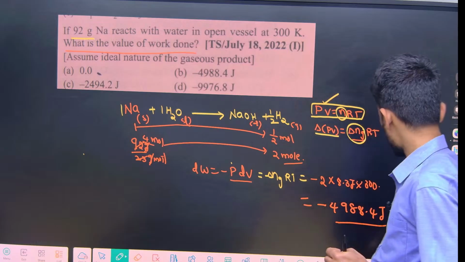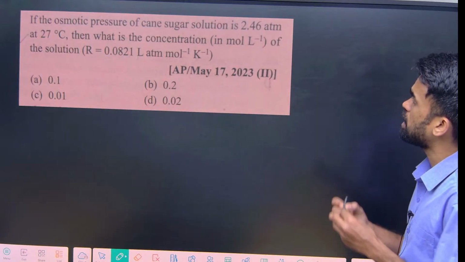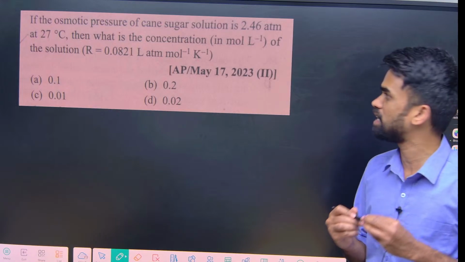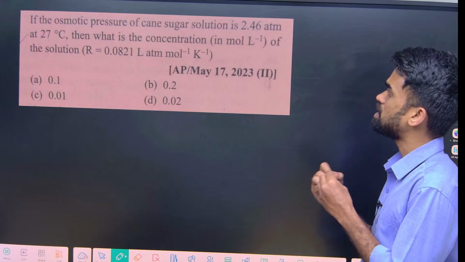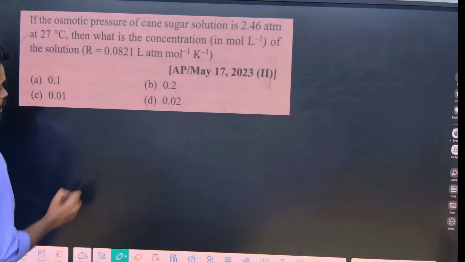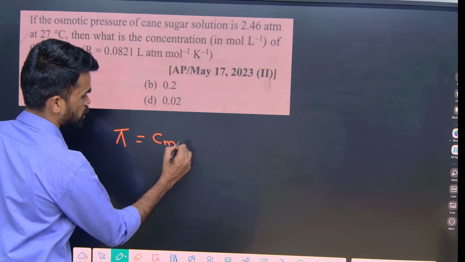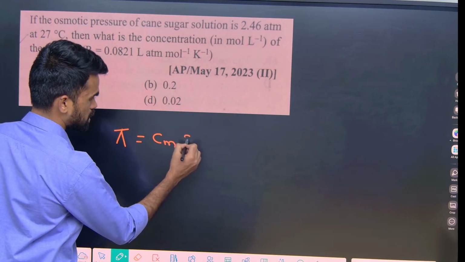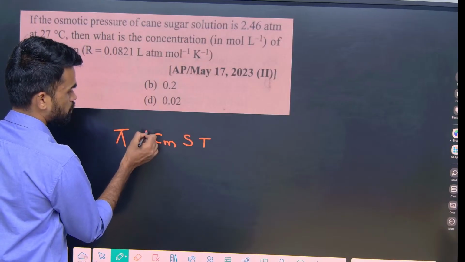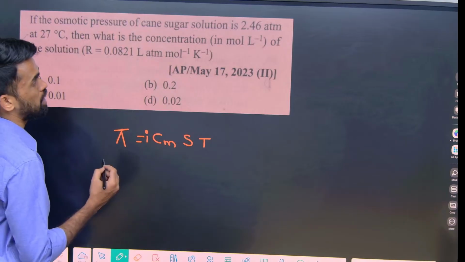Next question here. If the osmotic pressure of cane sugar is 2.46 atm at 27 degrees Celsius, then what is the concentration of the solution? So how can you take this? Osmotic pressure pi is equal to molar concentration into the universal gas constant S into T, and if there is any electrolyte, you include the i value. Insertion of the i value is very important.